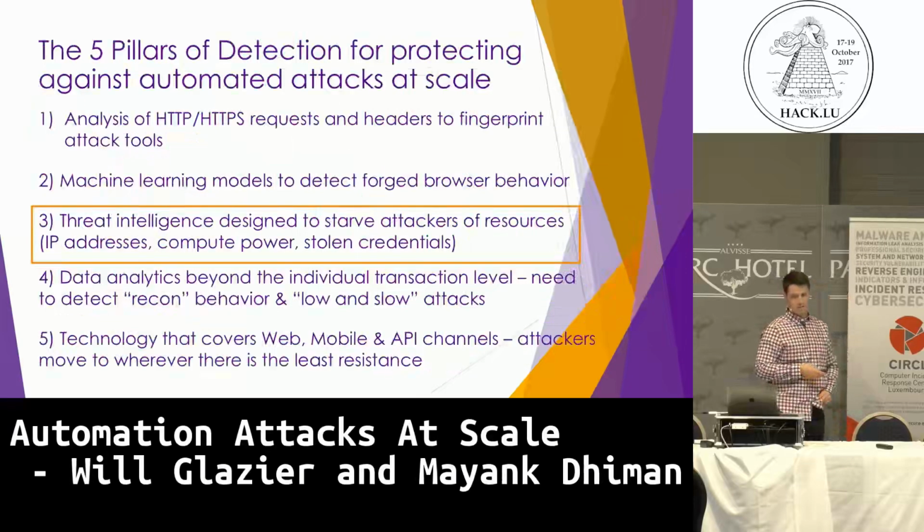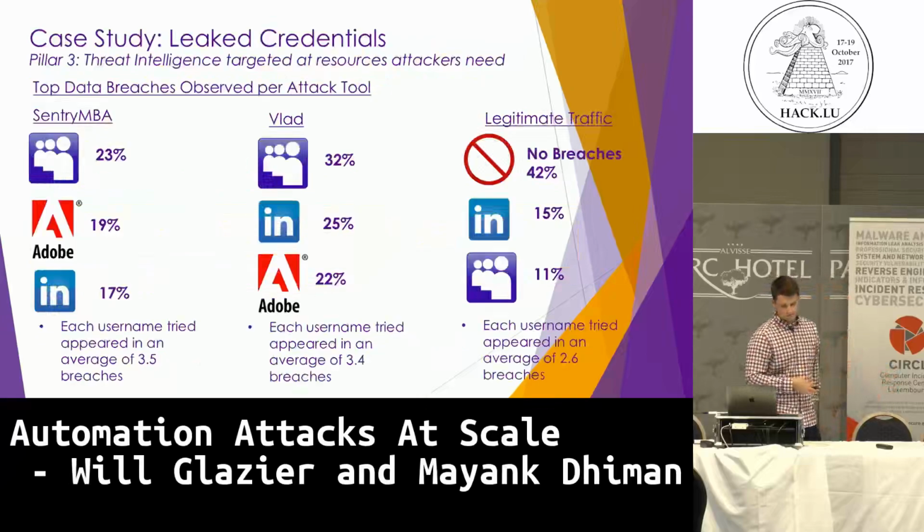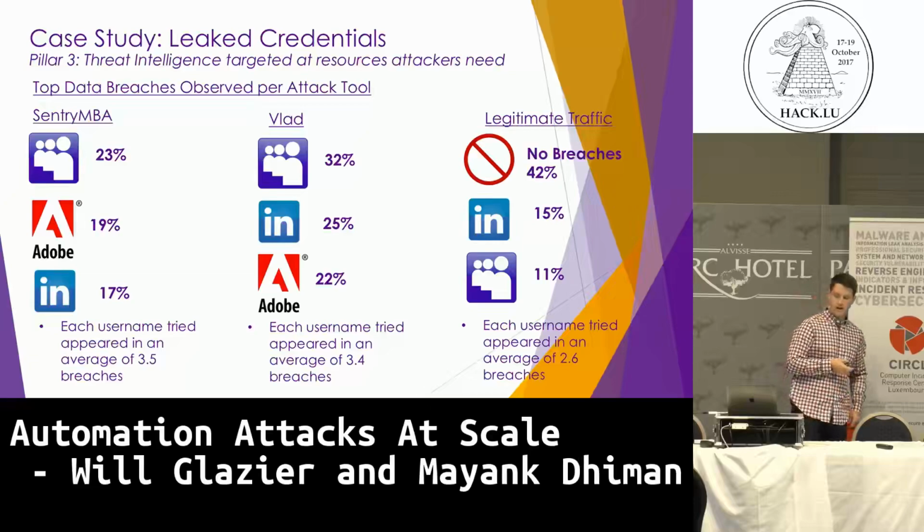The third pillar of detection we talk about is a threat intelligence component designed to go after those resources: the stolen credentials that attackers are going to use, or the infrastructure that we already talked about. And I want to just highlight some traffic patterns as far as stolen credentials are concerned.